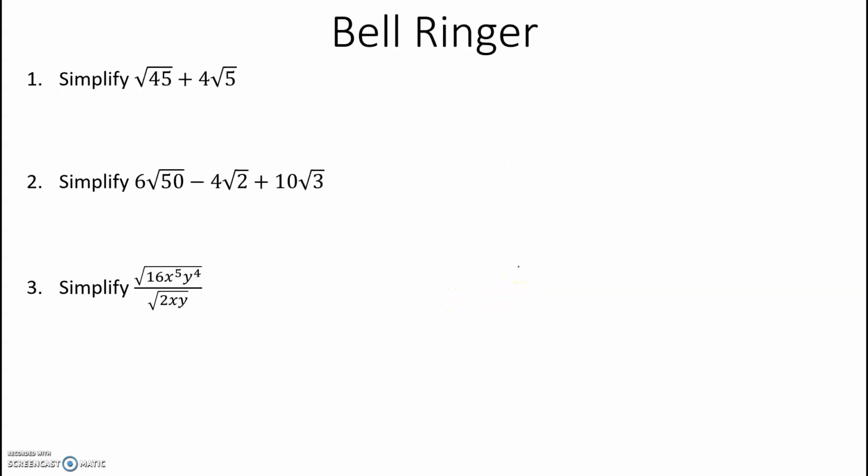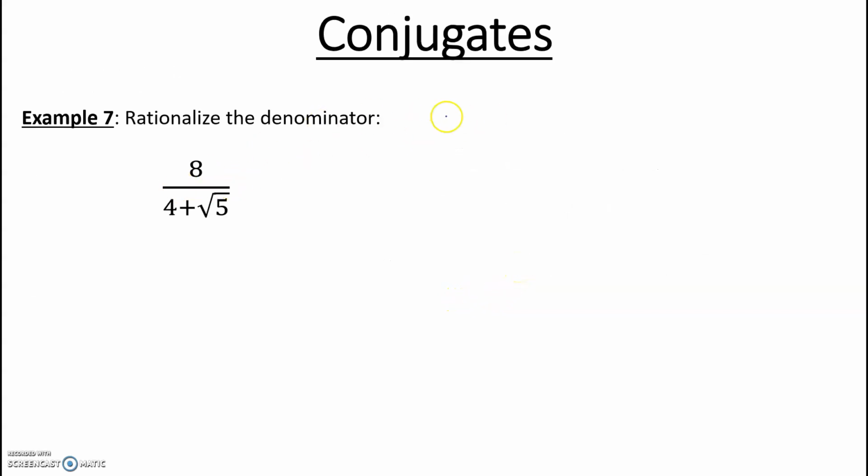All right. So the first thing I want to talk about is conjugates. All a conjugate is, if you have, let's say, 3 plus the square root of 2, the conjugate is going to be 3 minus the square root of 2. So all it's going to do is get rid of square roots for you.